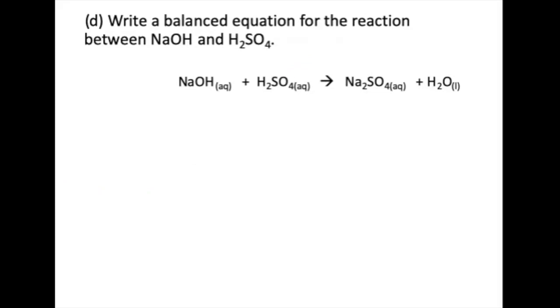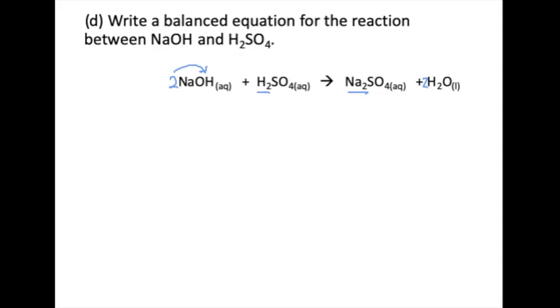And to balance, well, we're seeing that we have 2 sodium on the right, but we have 1 on the left. So we need a 2 in front of the NaOH. In doing that, we will get our hydrogen being 4 now, because we have 2 from the sulfuric acid and 2 from the sodium hydroxide. So we would need a 2 in front of the water to make that balance.